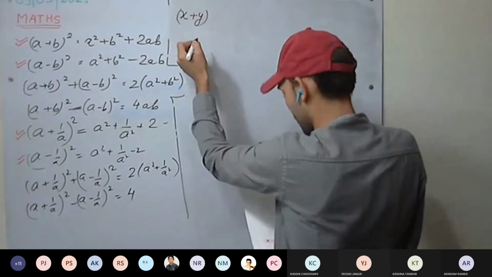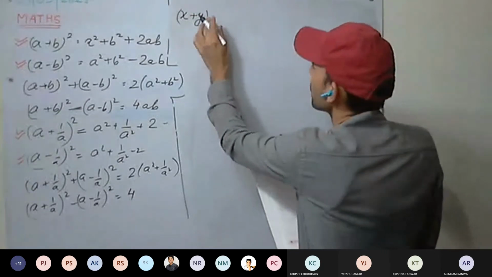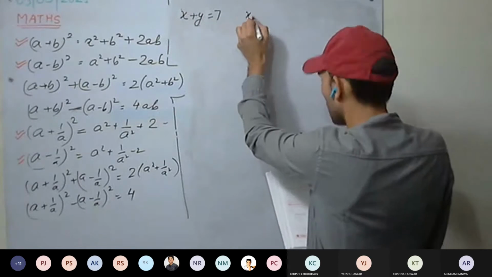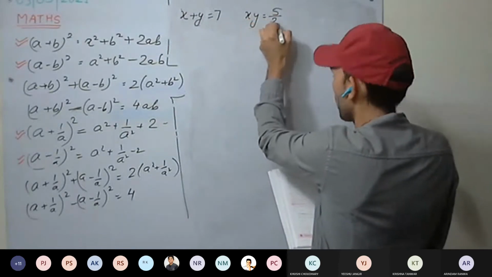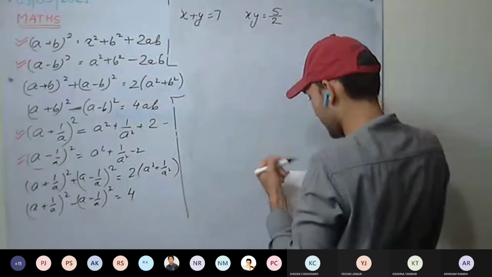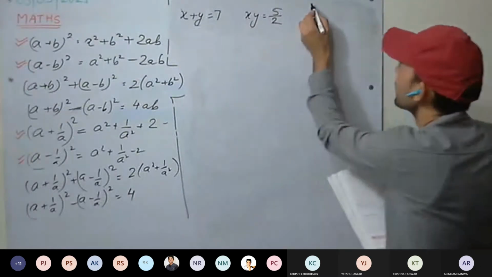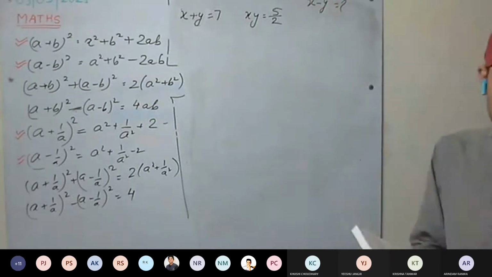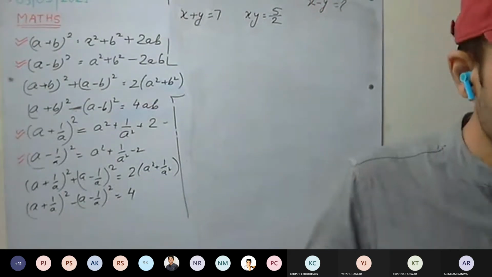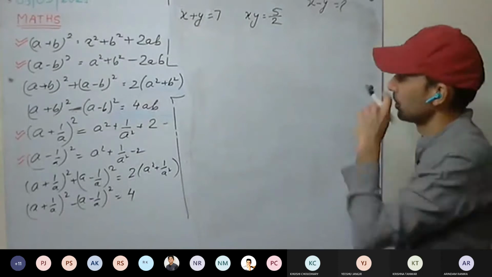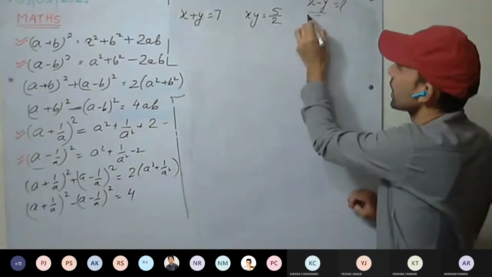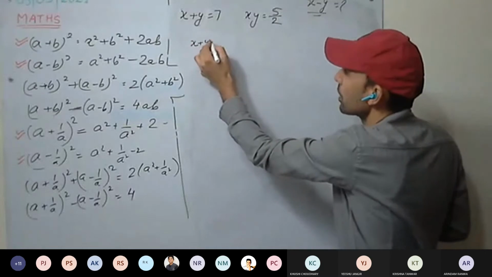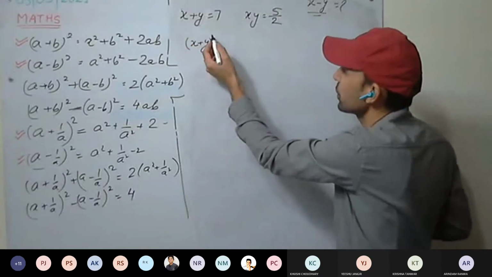X plus y equal to 7. Xy equal to 5 by 2. Okay, we have to find x minus y. This you have to find. You all can calculate this. Again, the same identities. Keep solving in your notebook without looking at the board.